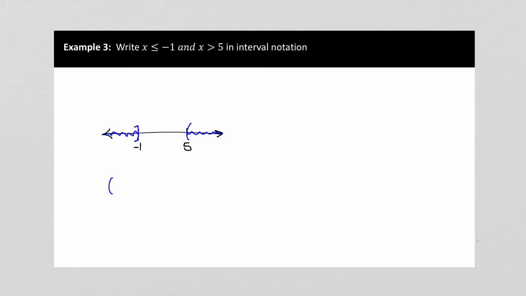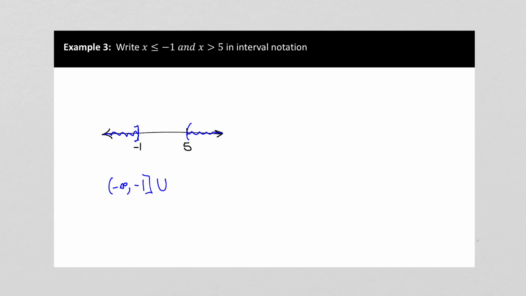So we're starting with negative infinity. Infinities always have parentheses. Never use a bracket with infinity because you cannot include infinity because it's going on forever. So it's always a parenthesis. And it's going to -1. We have a bracket there because of the less than or equal to.